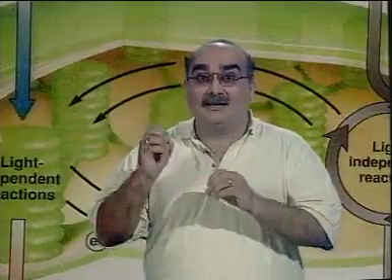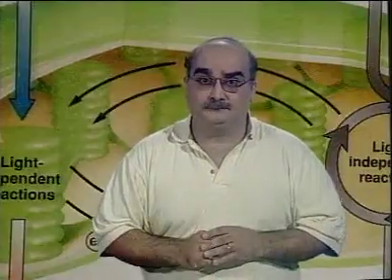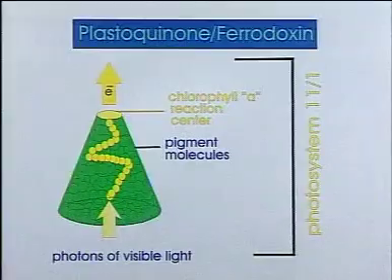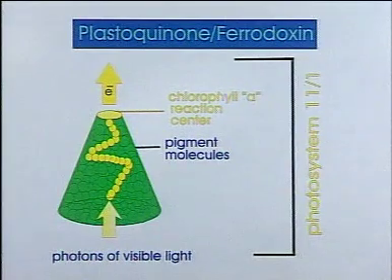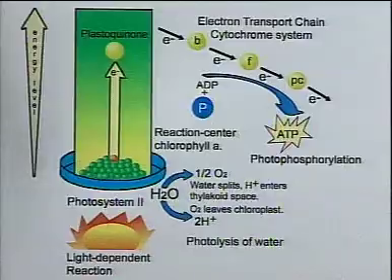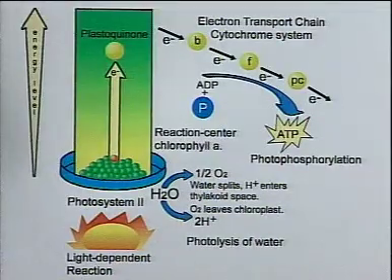Now we shall discuss the light-dependent reactions in some detail. The components of a photosystem are several hundred chlorophylls and carotenoid molecules, plus the reaction center chlorophyll A molecule. Now, light energy is absorbed in the form of photons and then passed from molecule to molecule, as illustrated here in yellow, until it reaches the reaction center chlorophyll A molecule. Thereafter, energized electrons are passed to an acceptor molecule.